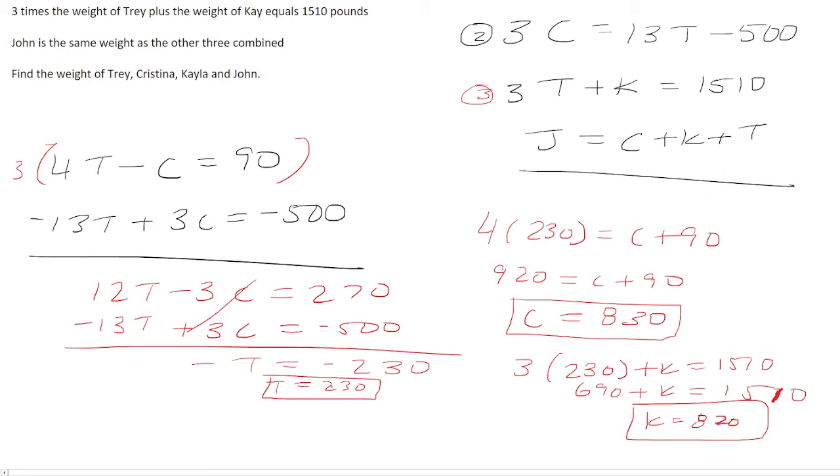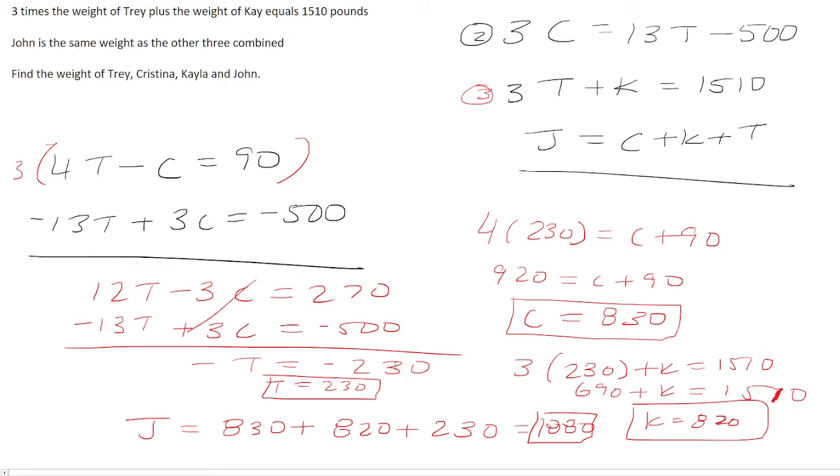Finally, we can use the last equation. We have j equals c, which is 830, plus k, which is 820, plus t, which is 230, and get 1,880. So those are all the weights for Trey, Christina, Kayla, and John.